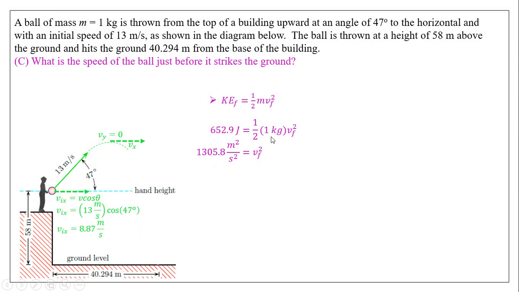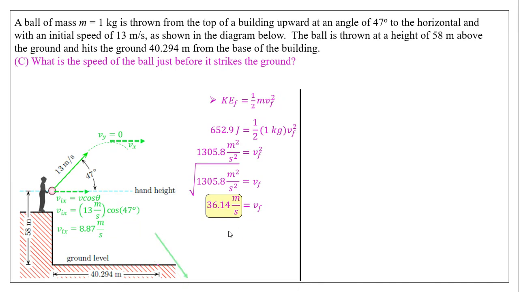And then 1 kilogram here makes things a little nicer. All right, other than that, you have VF squared. To get VF, square root both sides. And then the square root of 1305.8 will give you 36.14. Okay, so that is the speed. It's not velocity, that's just the magnitude of your velocity because your velocity has a direction, but here it asks for speed, so I'm done there.